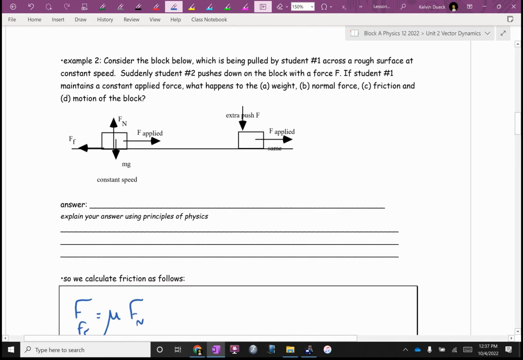The normal force we'll figure out from the free body diagram, and then mu will tell us the rest. And then example 2 says this: consider the block below, which is being pulled by student 1 across a rough surface, include friction. Ooh, key phrase, constant speed.